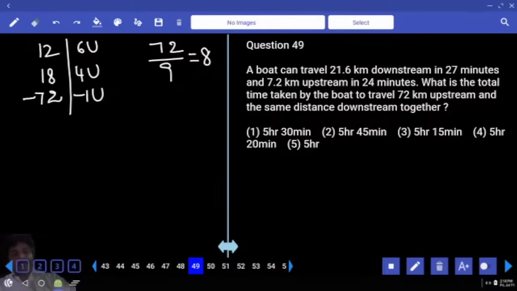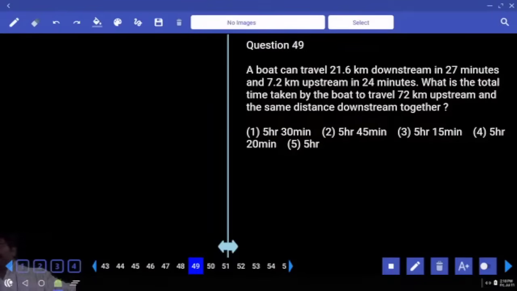A boat can travel 21.6 kilometers downstream in 27 minutes, and 7.2 kilometers upstream in 24 minutes. What is the total time taken by the boat to travel 72 kilometers upstream and the same distance downstream together? Instead of using a formula, you know how to calculate speed. How do we do it?